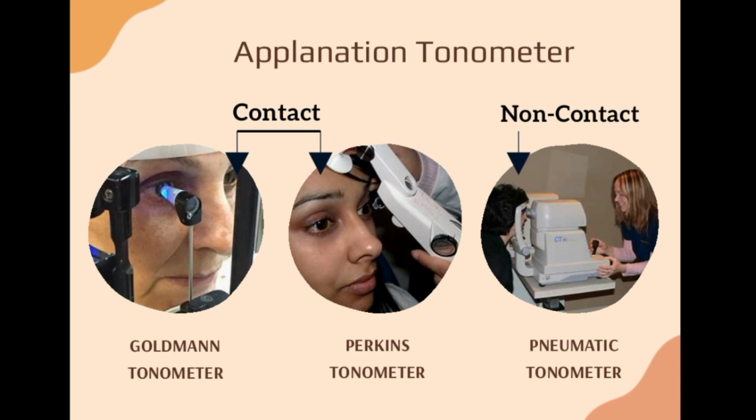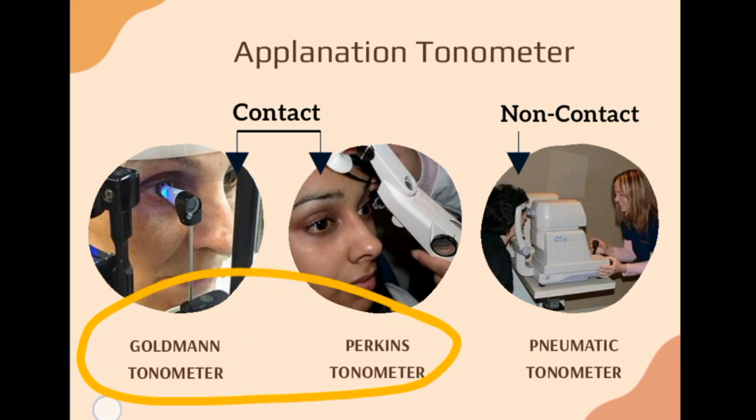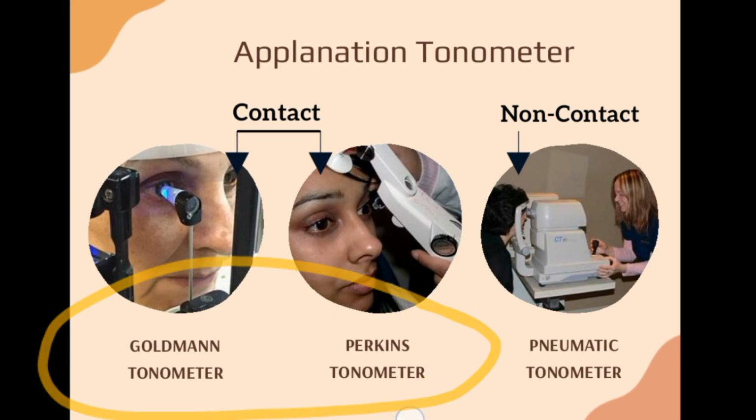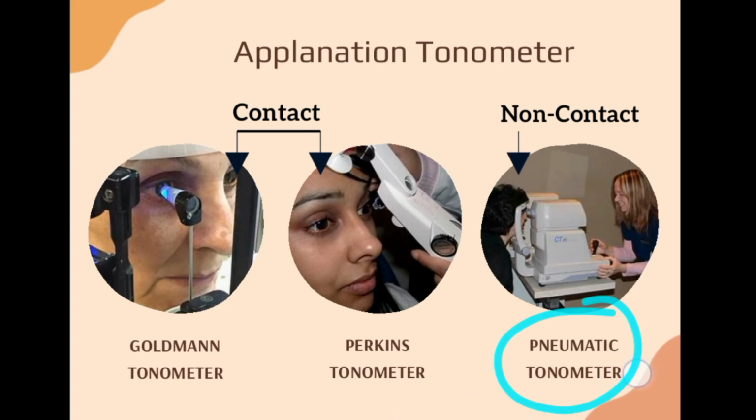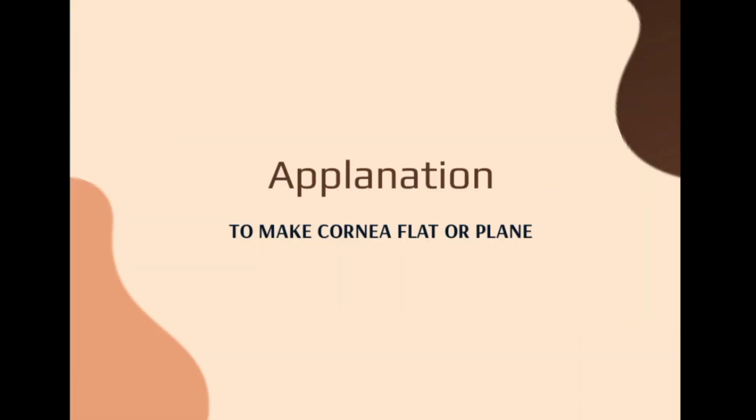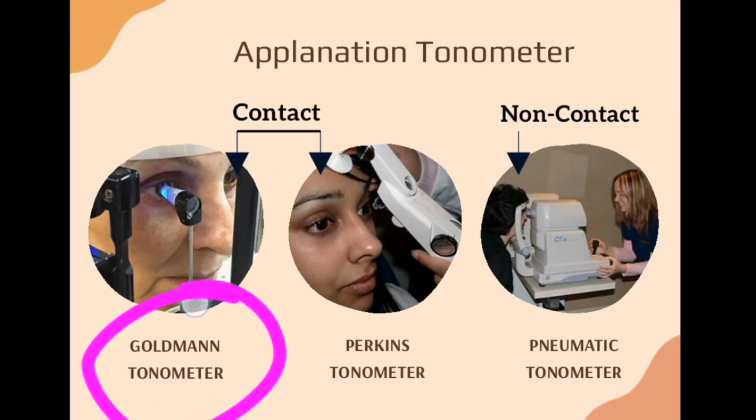So here you can see that the contact category includes the Goldmann tonometer, and this means that the Goldmann tonometer is going to touch the corneal surface, right? And the Perkins tonometer. In non-contact we have the pneumatic tonometer or the air puff, where you make the corneal surface flat by blowing air into the patient's eye, right? That air will make the corneal surface flat, but you are not touching the cornea. So today our main aim is to discuss Goldmann tonometry.